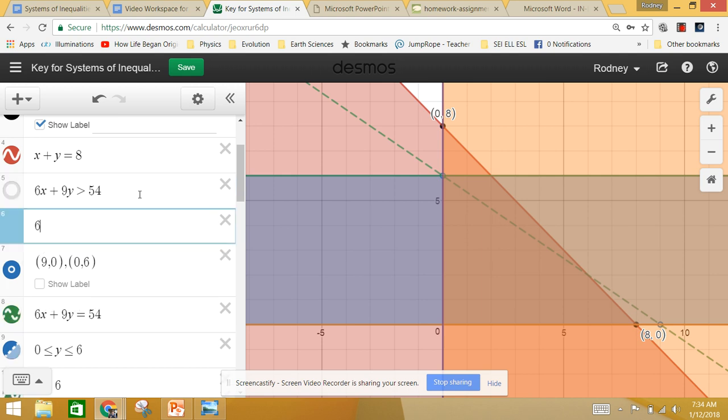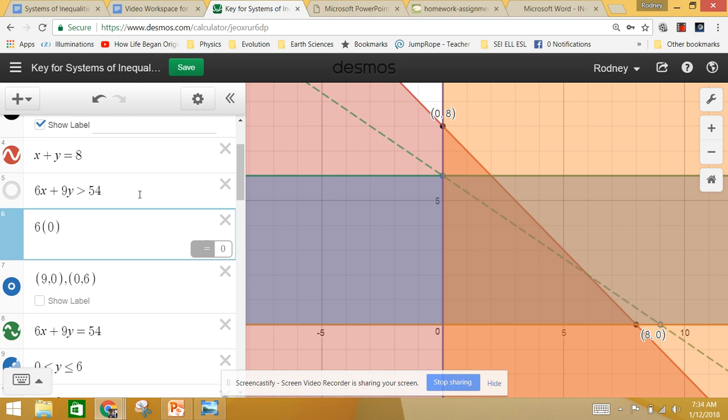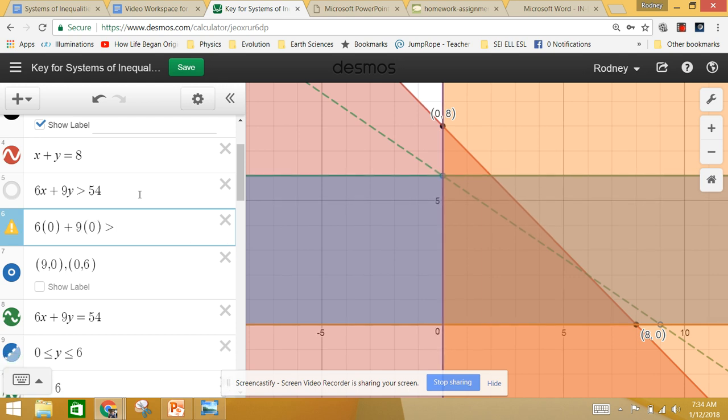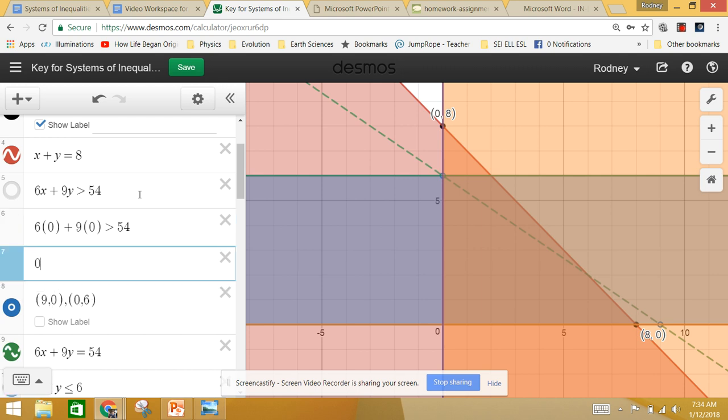All right, well, we test that out. We say, okay, 6 times 0 plus 9 times 0 is greater than 54, which means we're saying 0 is greater than 54, which is totally not true. So 0, 0 does not get invited to the party. That means we're going to be shading in the other direction. And so when we do the shading, we will be going this way. And now we have our overlap zone. It's this little sliver of possible hours right here.